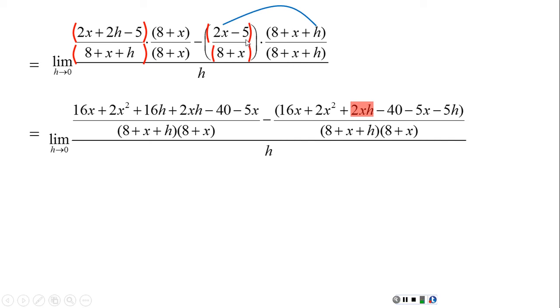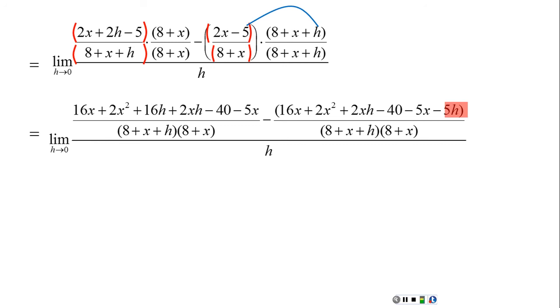Okay, so now I'm done with the 2x. I'll move over to the negative 5. Negative 5 times 8 is negative 40. Negative 5 times x is negative 5x. And negative 5 times h is negative 5h. So I multiplied all the left, and then I got my big minus sign in the middle, and then I multiplied out all the right. You with me?